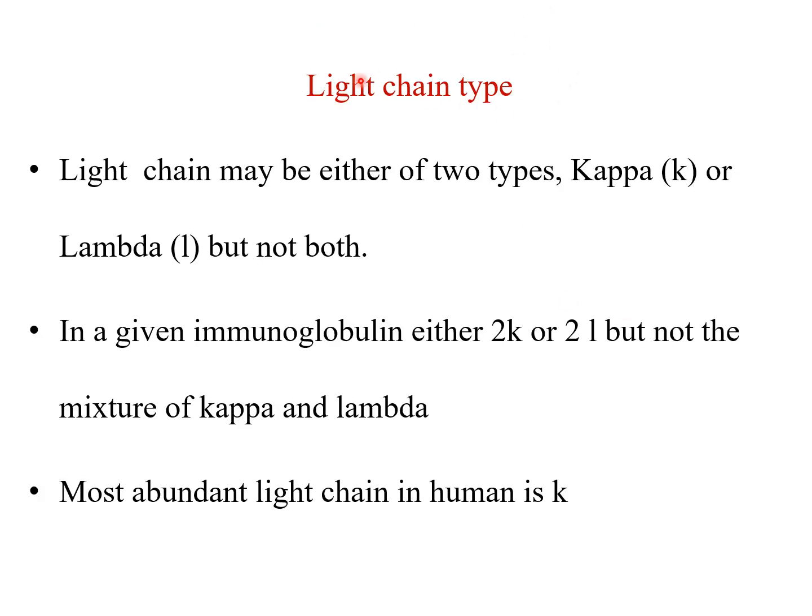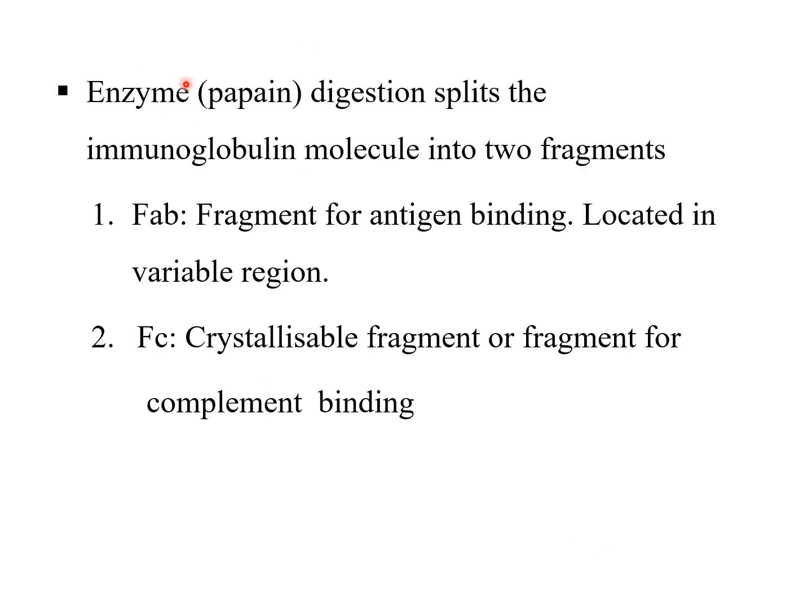The light chain may be of two types, kappa or lambda. In a given immunoglobulin, there are either two kappa or two lambda chains, but not a mixture of kappa and lambda. The most abundant light chain is kappa type. Enzyme digestion with papain splits the immunoglobulin molecule into two fragments: the FAB fragment, the fragment for antigen binding, located in the variable region, then the FC, which lies in the constant region. It is the crystallizable fragment, or fragment for complement binding.